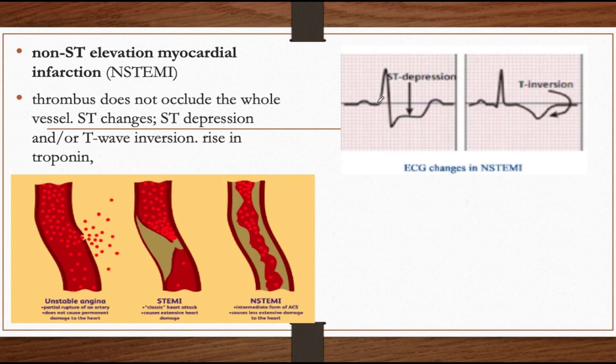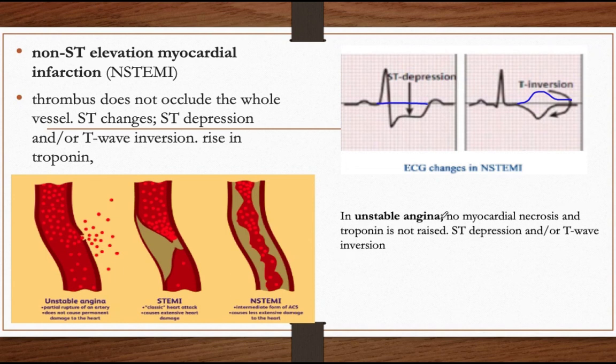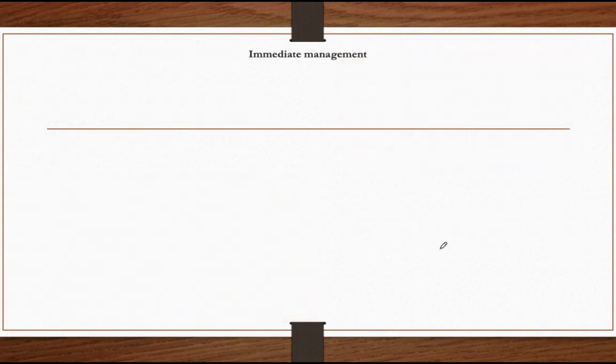This is our isoelectric line, as you can see over here, and as the arrow is pointing, the ST segment is depressed, and the T wave is also inverted. Normally, the T wave must be like this. Okay, so this is what we see on an ECG in NSTEMI. Also, in unstable angina, there may be no myocardial necrosis. There will be no elevated troponin level, and the ST segment may be depressed, or we may have a T wave inversion. Yeah. So, how do we manage this patient?